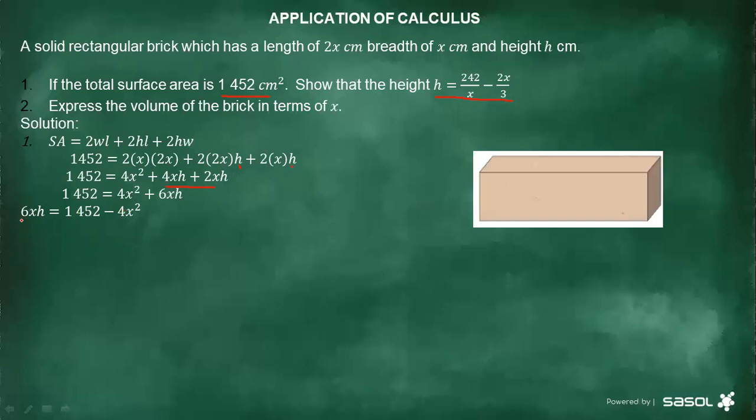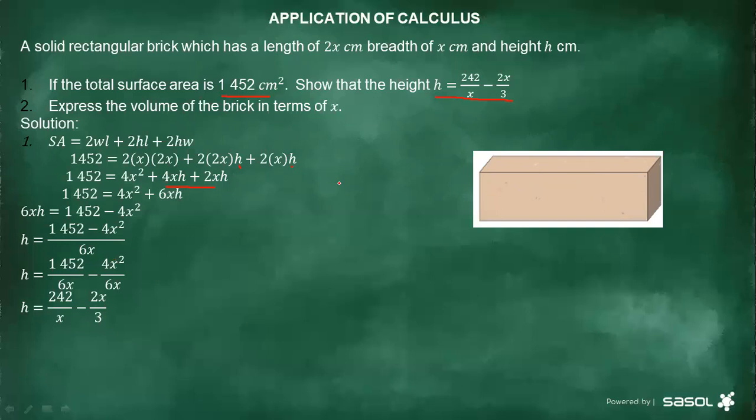From there, you divide by 6x. Then from there, you're going to say 1,452 divided by 6x minus 4x squared over 6x. Then you simplify it, and it's going to give us 242 over x minus 2x over 3. So this is how you should go about it.